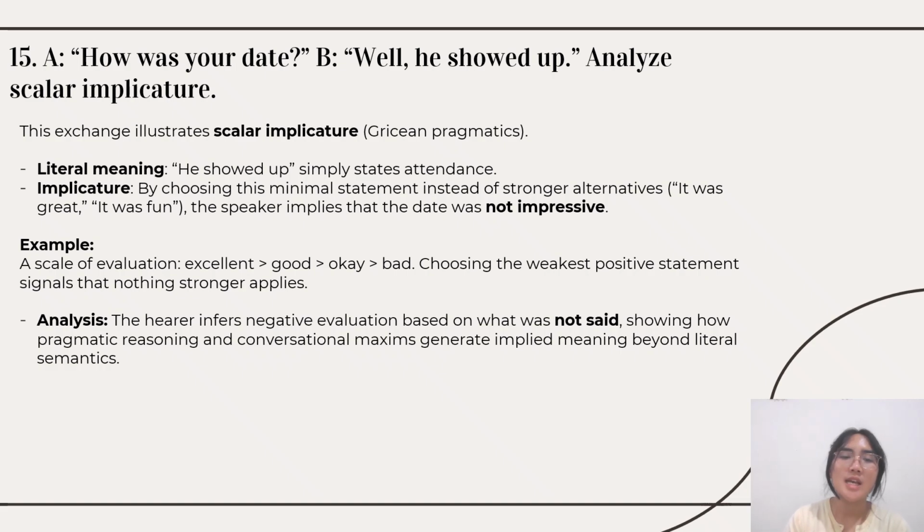Example: a scale of evaluation: excellent, good, okay. But choosing the weakest positive statement signals that nothing stronger applies. And the hearer infers a negative evaluation based on what was not said, showing how pragmatic reasoning and conversational maxims generate implied meaning beyond literal semantics.